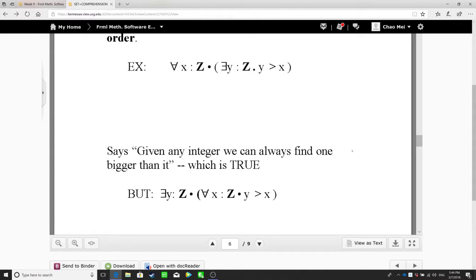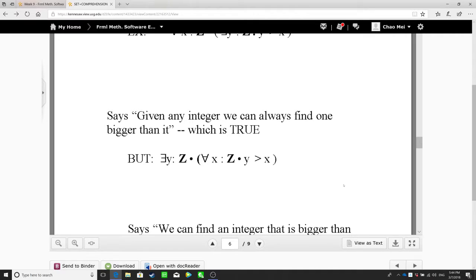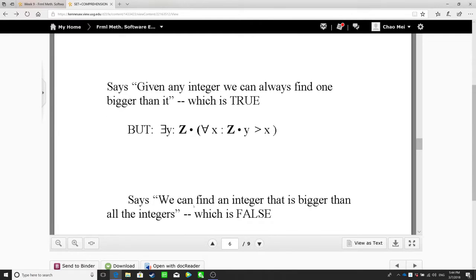Right, that's kind of a biggest integer. But there doesn't exist a biggest integer. There's no such thing. I mean, even if there was, y can't be greater than itself. Yes. Can find an integer that is bigger than all integers, which is false. Right, that is false. Yes.